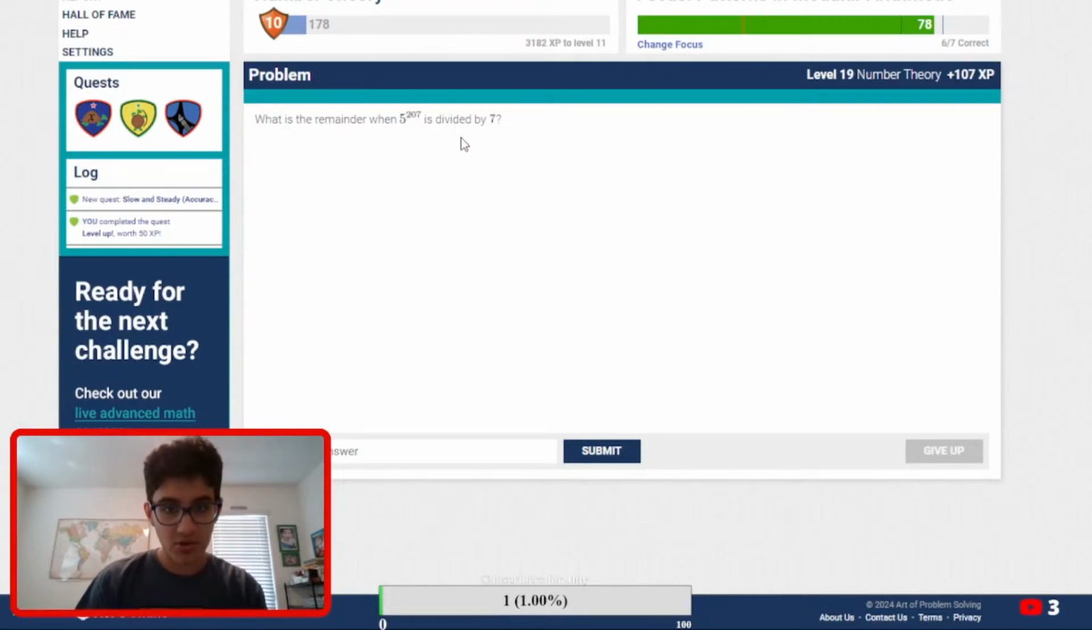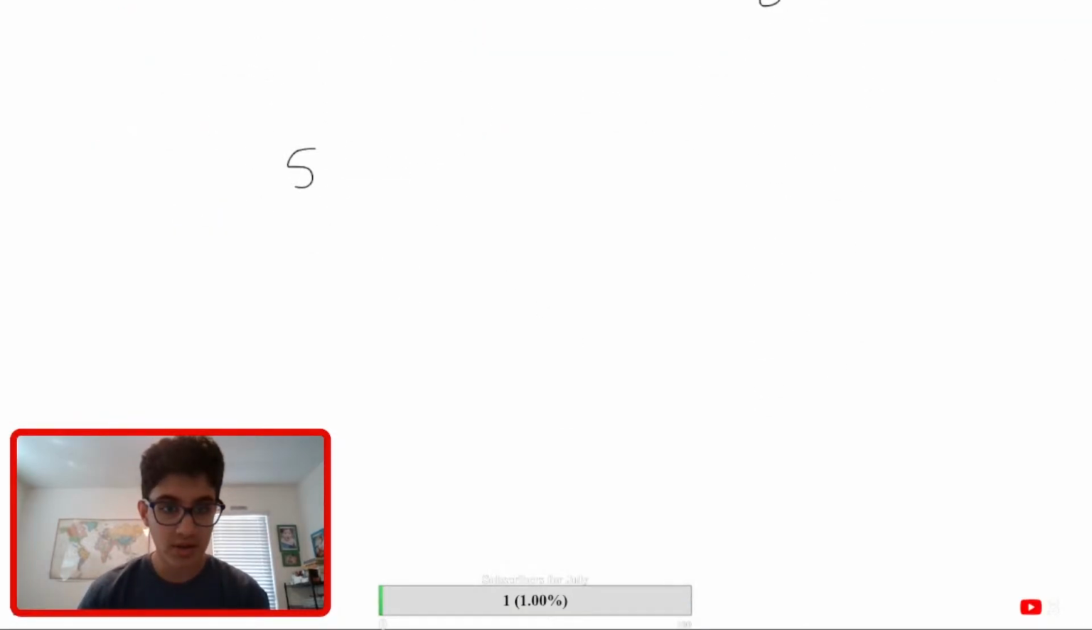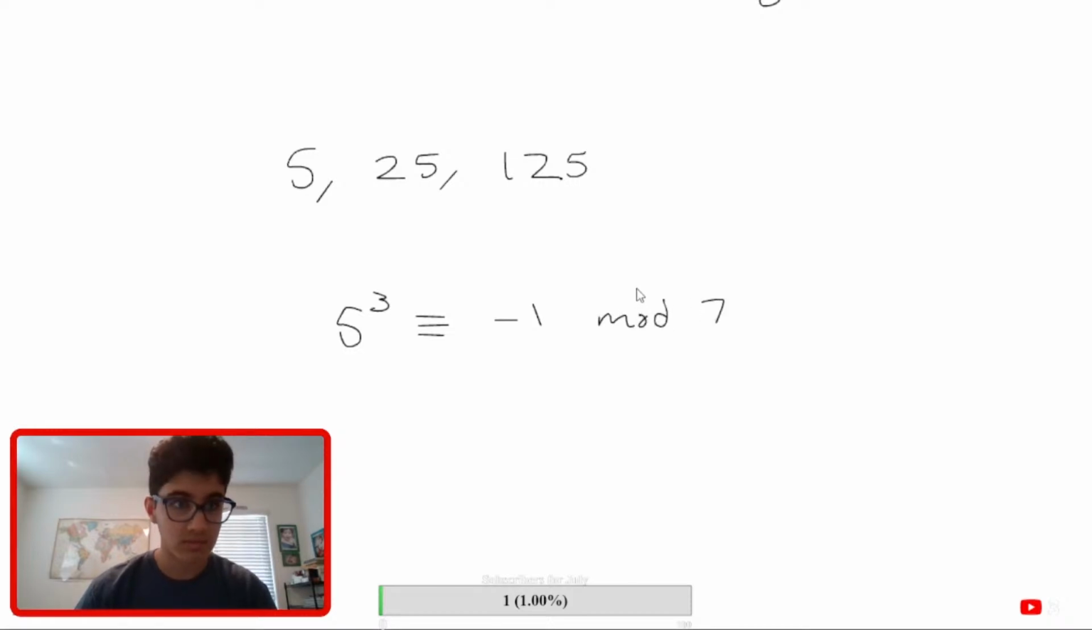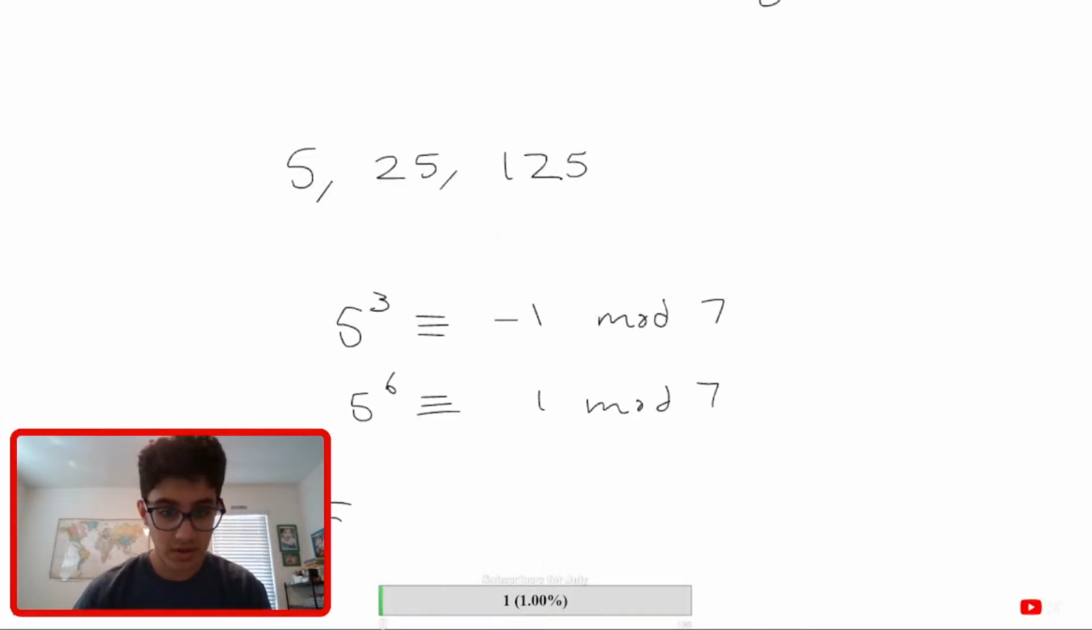What is the remainder when 5 to the 207 is divided by 7? We just need some close powers, right? So 5, 25, 125. 7 goes into 126, right? So 5 cubed is congruent to negative 1 mod 7, which means 5 to the 6th is congruent to 1 mod 7, which means 5 to the 204 is congruent to 1 mod 7.